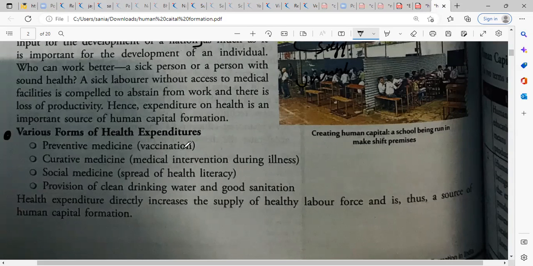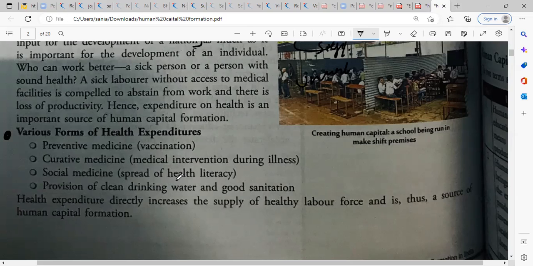Whether you are ill or not ill, everyone should have the proper vaccination: childhood vaccination, adulthood vaccination, and you can say old age vaccination. There are lots of vaccinations, so this should be done. Second, curative medicine. So for example, you are ill, so at that time you will get medicine, so that is curative medicine. Okay.